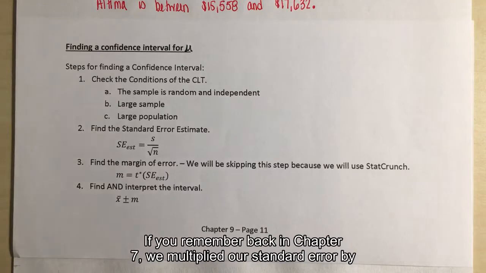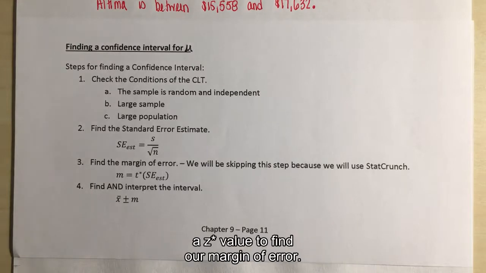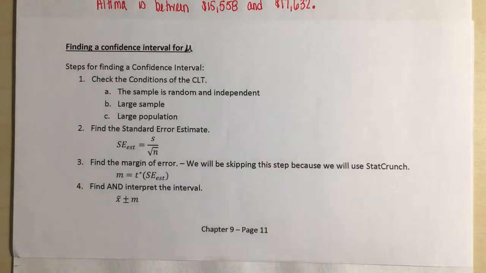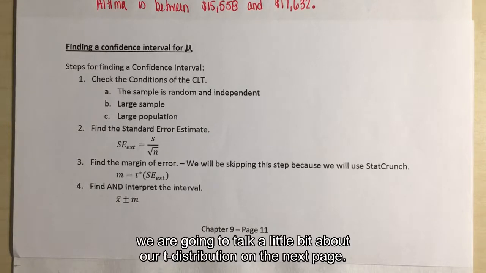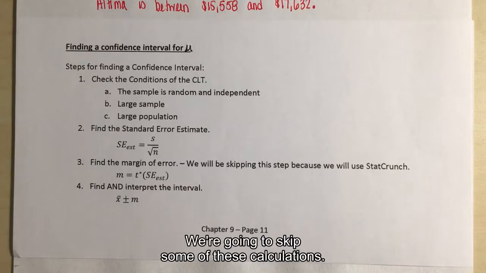If you remember back in chapter 7, we multiplied our standard error by a z star value to find our margin of error. In this particular case, we're going to use a t star value, which we're going to talk a little bit about our t distribution on the next page, but we're going to skip some of these calculations.